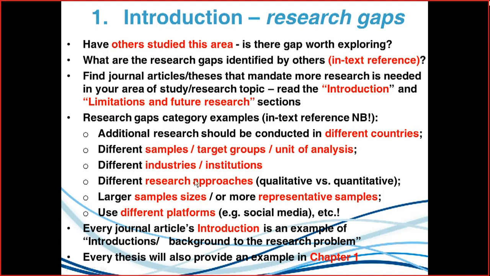So what you would do is find as many articles as you can, and you summarize what they've written and extract the possible research gaps out of those articles. I'll show you later, when I get to the literature review, a few examples of research that I'm busy with and how I go about it. So when I'm extracting literature, I'm also looking for research gaps that I can write. And I will show you an example now, actually. Every journal article's introduction is an example of an introduction and the background to the research problem. Every thesis' chapter 1 will also have a background to the research problem.